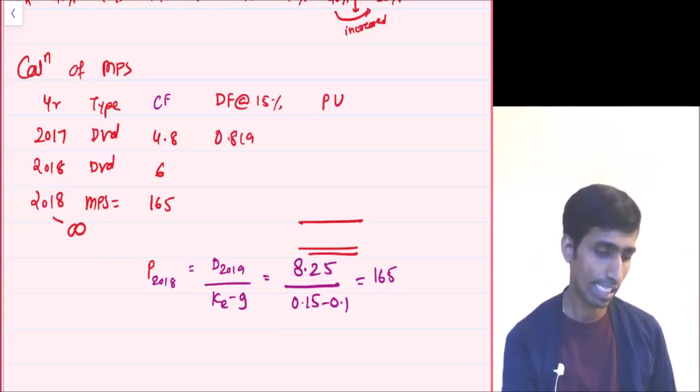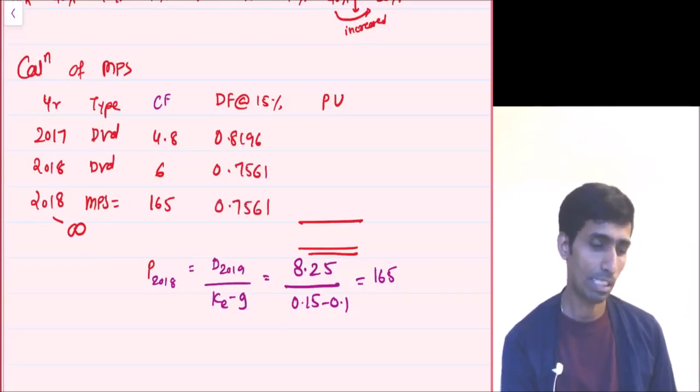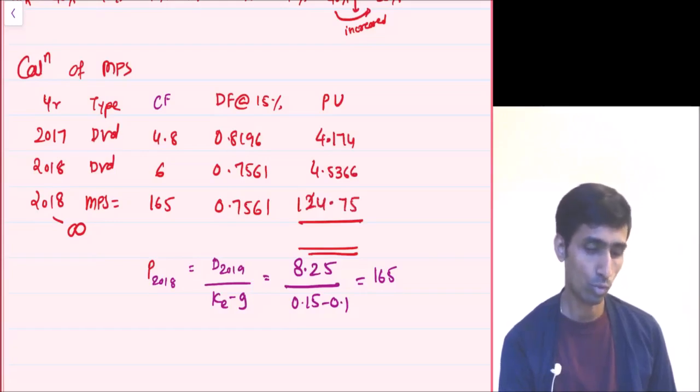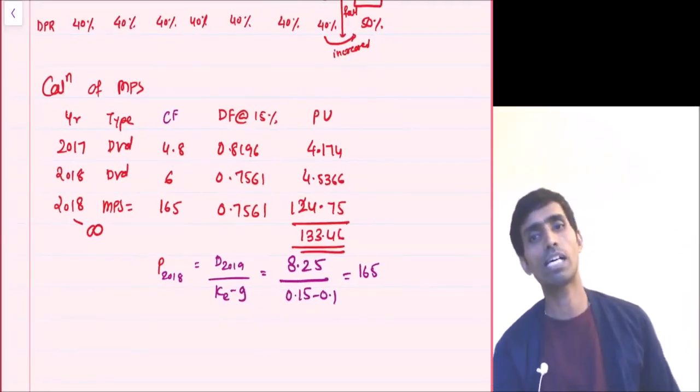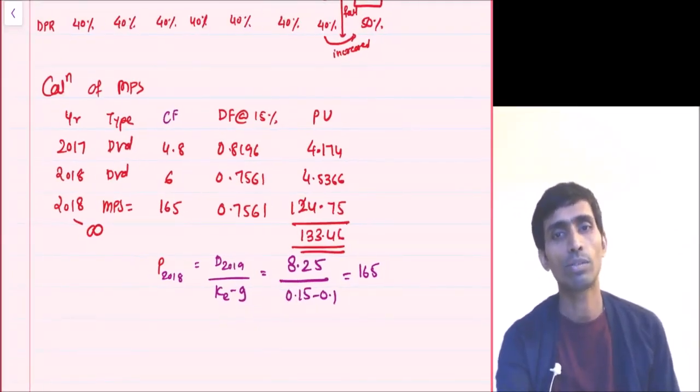The factors are 0.8196, 0.7561. When I multiply this, I'll get 4.174, 4.5336, 124.75. The total comes to 133.46. This is my market price. This is what they are asking us. So this is how it will be done.